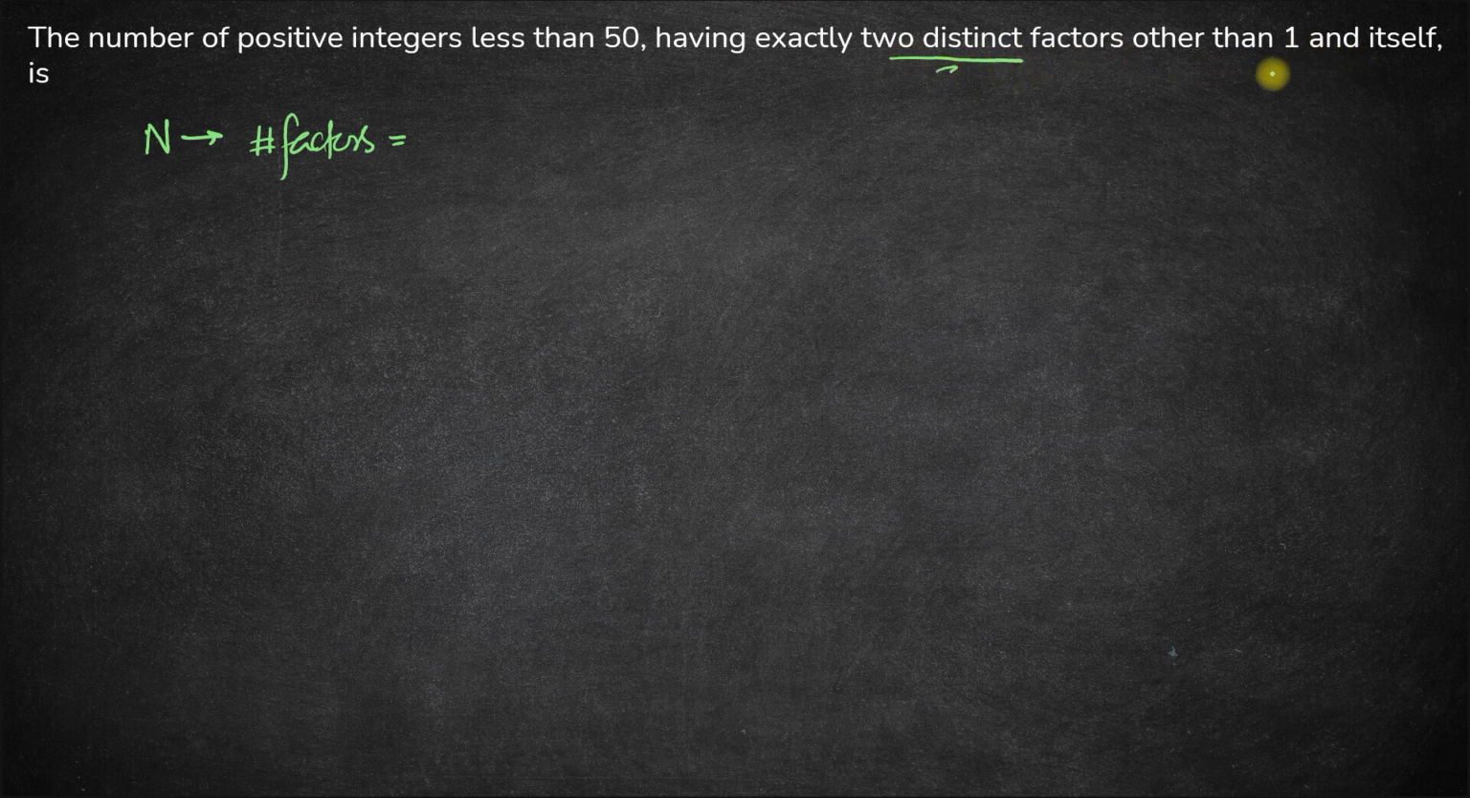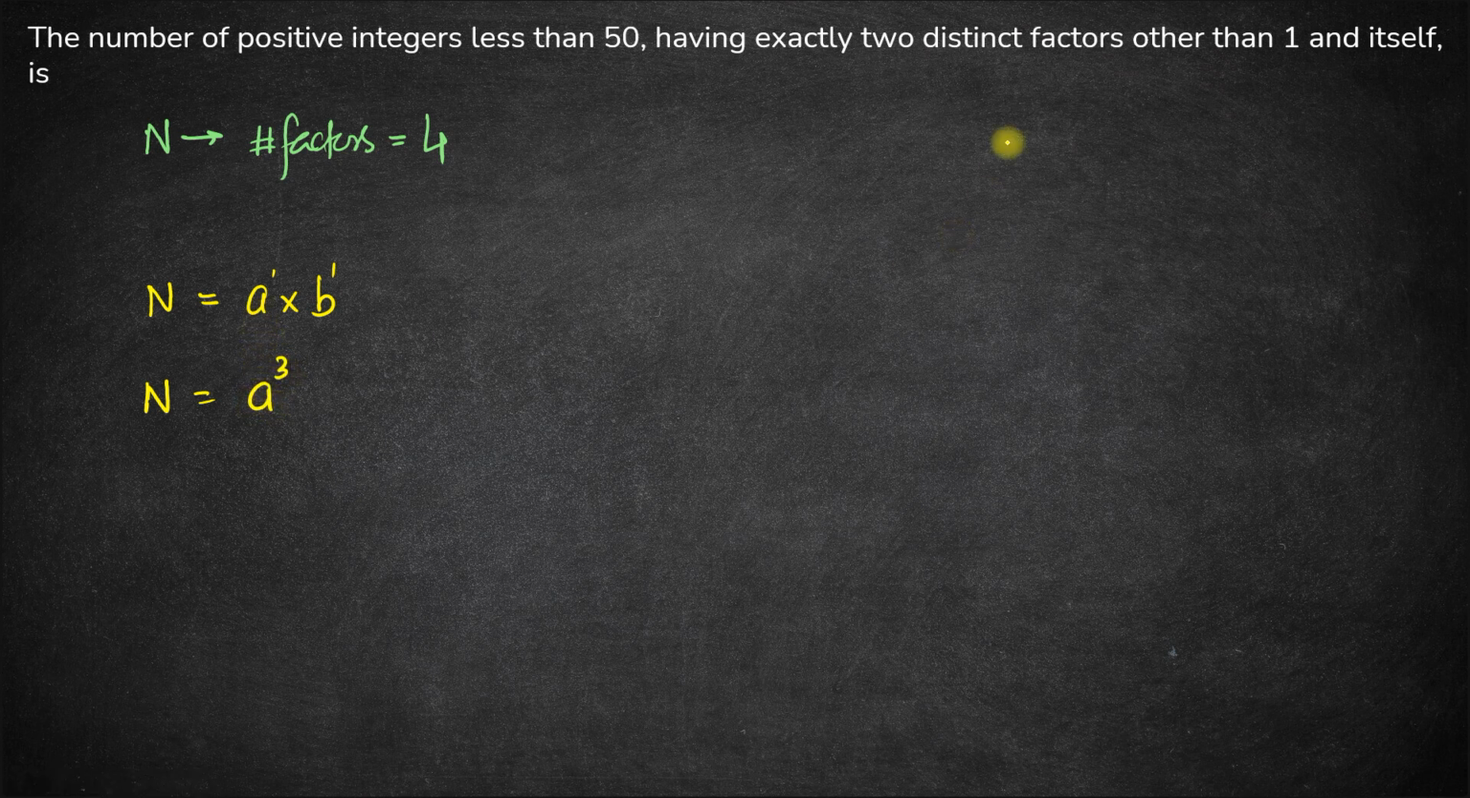So, there are 2, plus 1 is one of the factors, and the number itself is one of the factors. So we have 2 plus 1 plus 1, total 4 factors. So, we have to figure out all the numbers which are less than 50 which have 4 factors. Now, a number when written in prime factorized form, having 4 factors, will be of the form either a raised to power 1 into b raised to power 1, or it will be of the form a cube, right?